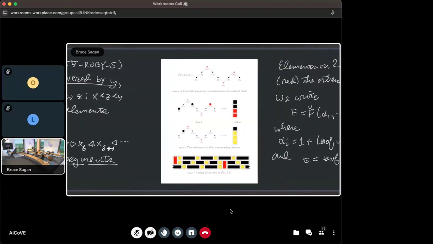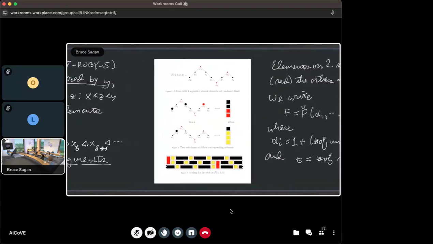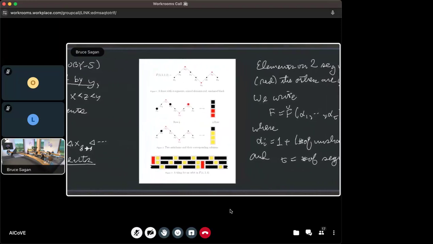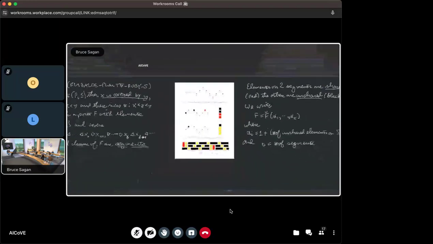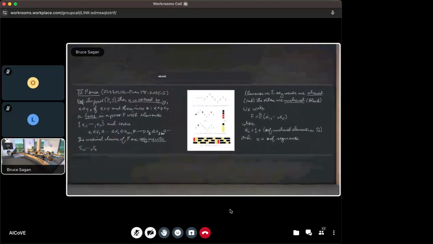Just for notation. So what we're going to do is, rather than dealing with these things directly, we're going to look at a model of them using tilings.